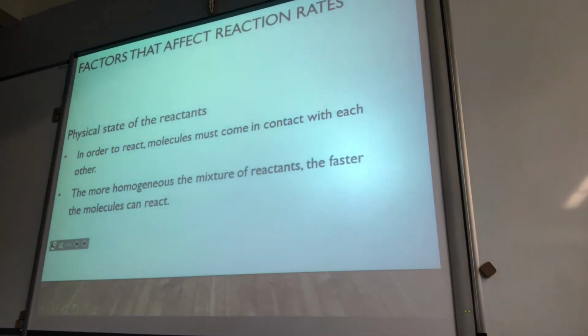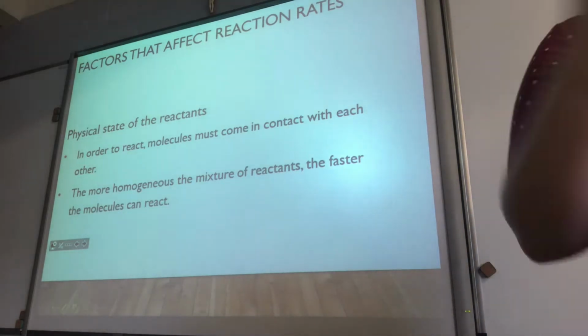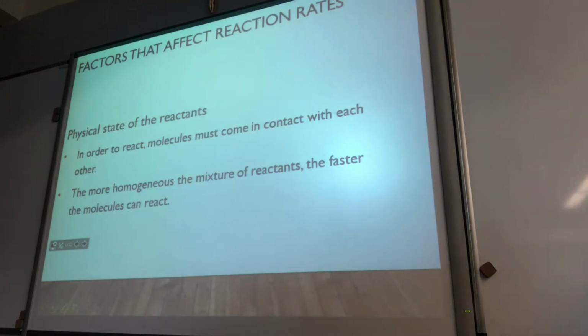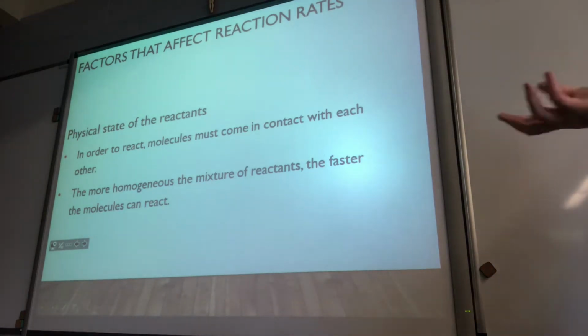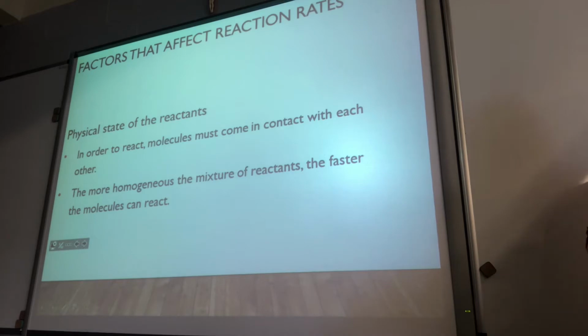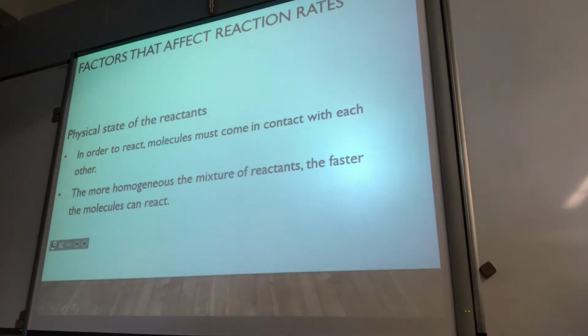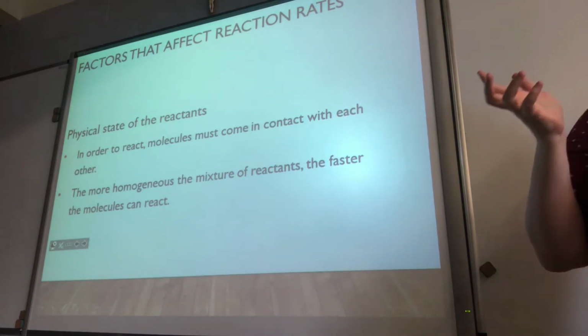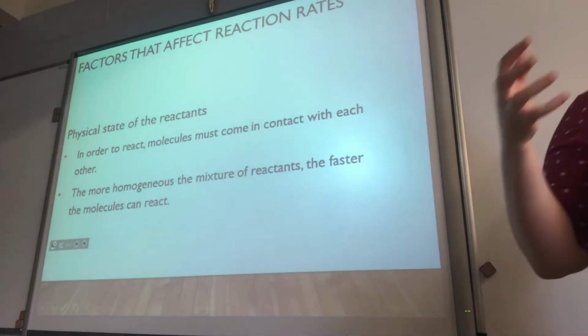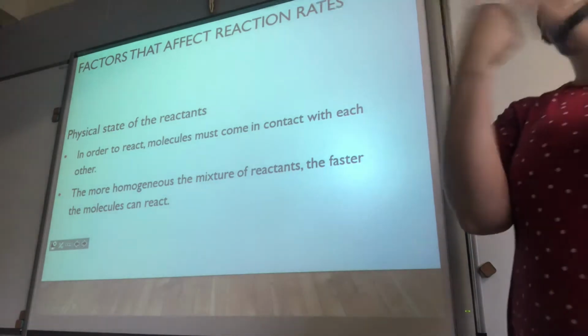Cool. All right. So the first thing that we have to take into account is the physical state of the things that we're trying to react together. Physical state meaning, are we a solid, are we a liquid, or are we a gas? Is this a homogeneous mixture? Is this a heterogeneous mixture? The number one requirement of any chemical reaction that we've discussed is that if 2 things are going to react, molecules must be at some point in contact with each other.